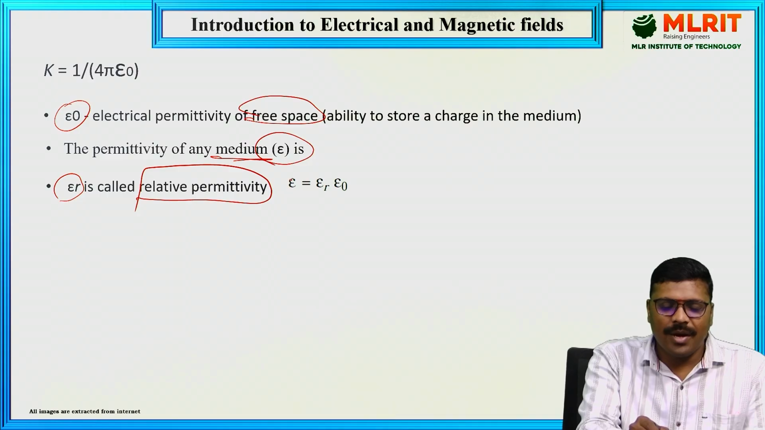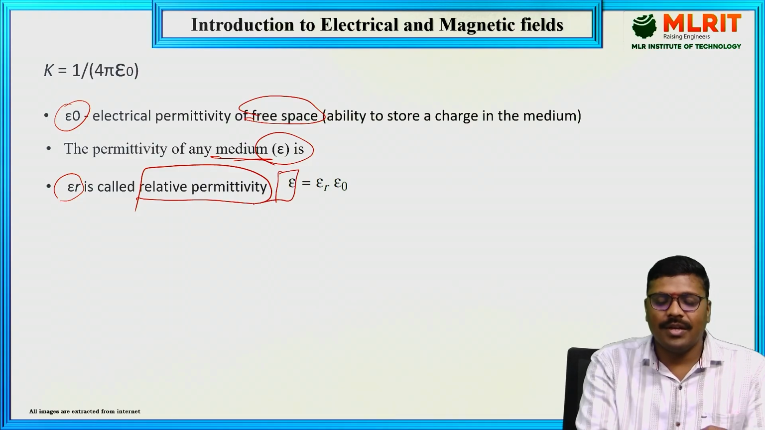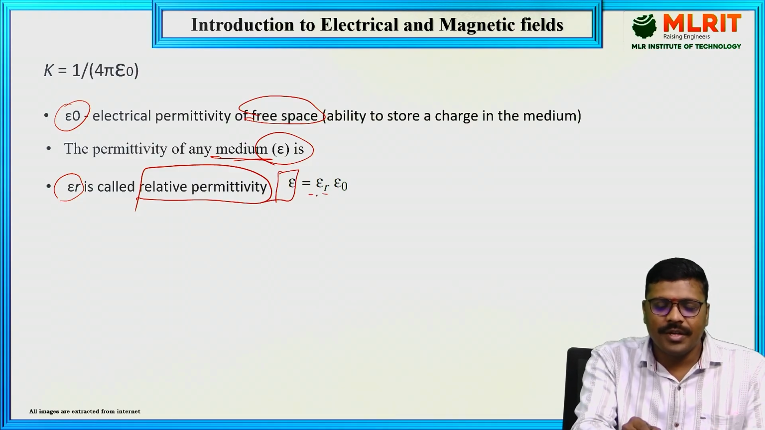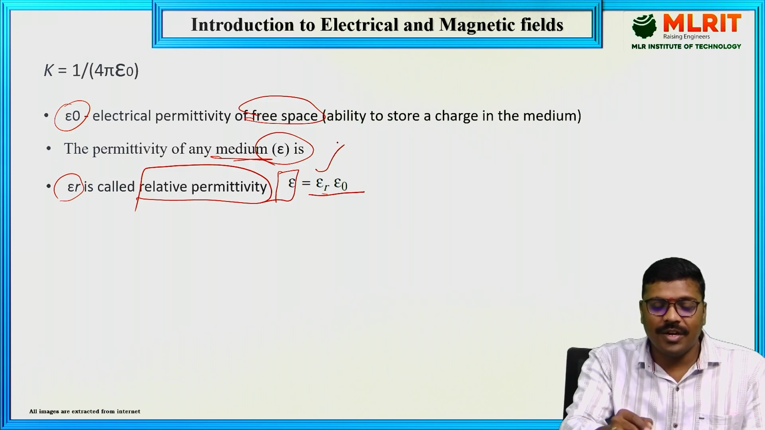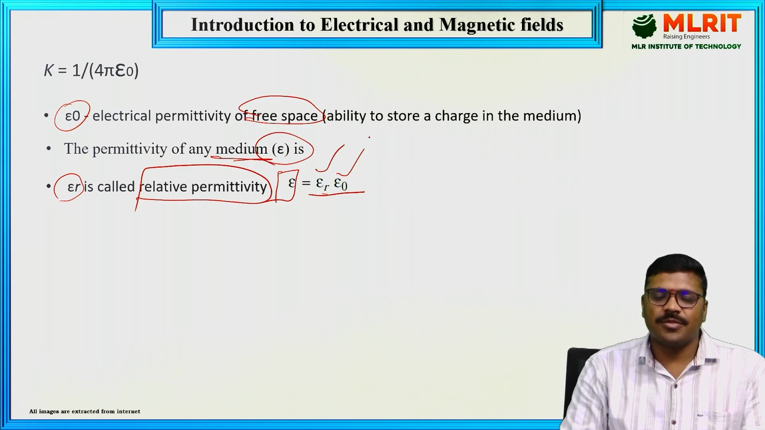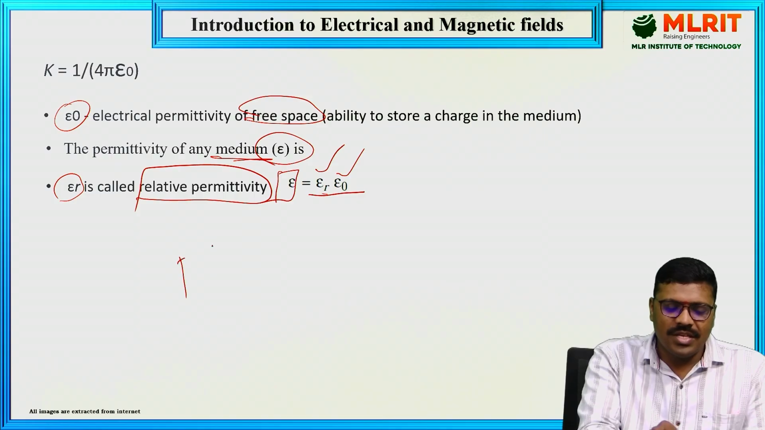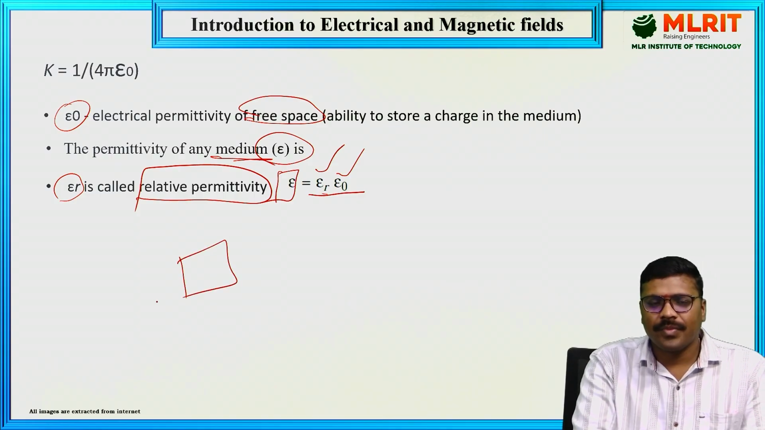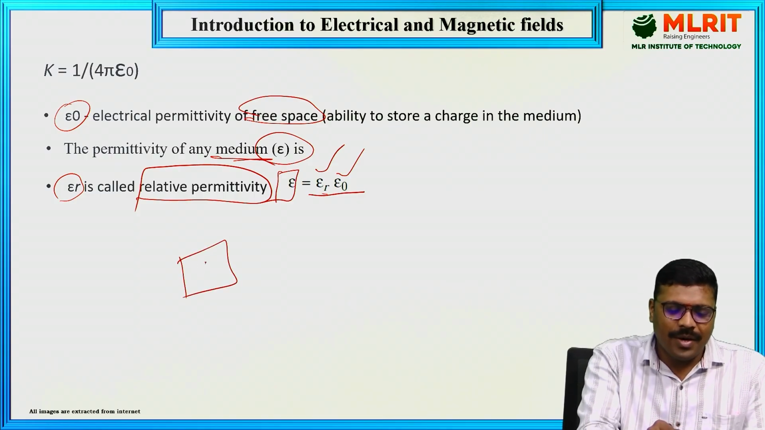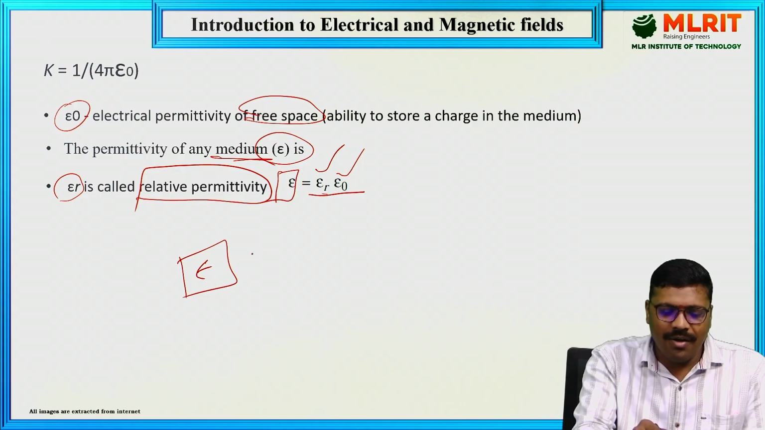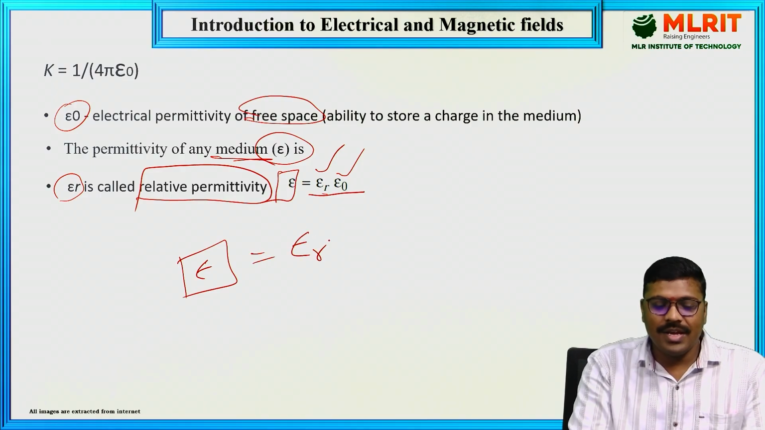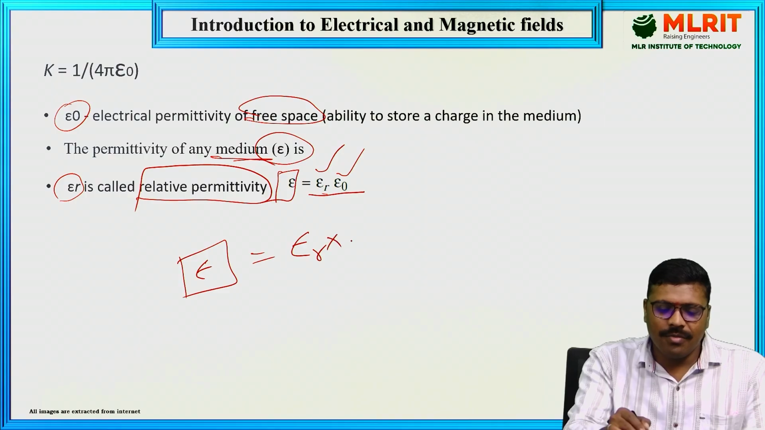That is, the permittivity of any medium can be given as epsilon equals epsilon r into epsilon naught. It is a product of the relative permittivity and the permittivity of free space. If I want to calculate the permittivity of a medium, I have to multiply its relative permittivity, epsilon r, with the permittivity of free space, epsilon naught.